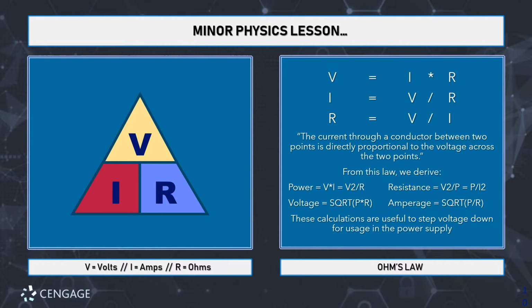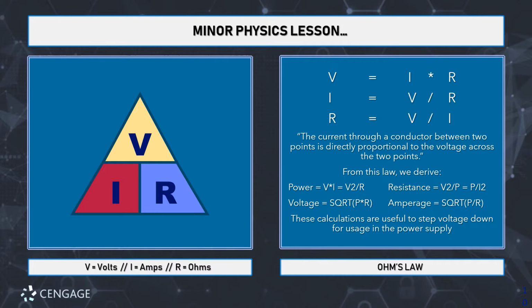From this law, we derive a couple of things. We say that if V is equal to I times R, then I is equal to V over R, and R is equal to V over I. There's a commutative property that we use from algebra. Power is equal to V times I, which is equal to V squared over R.